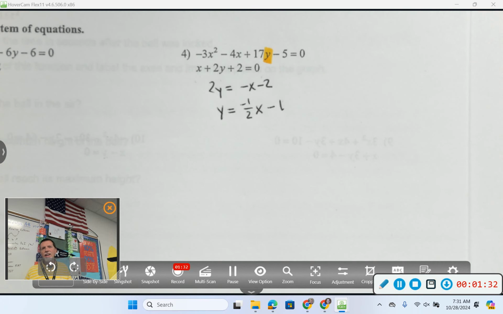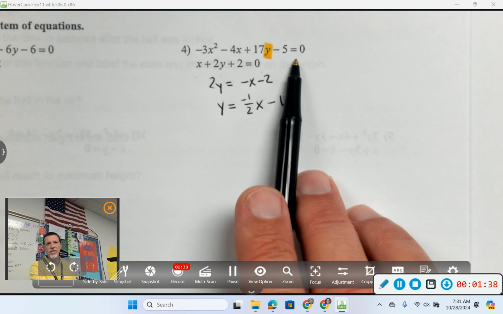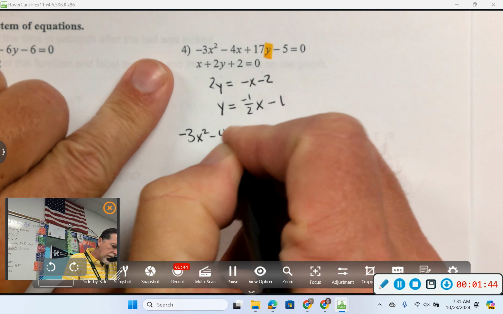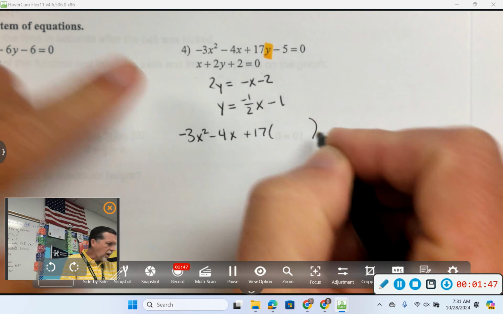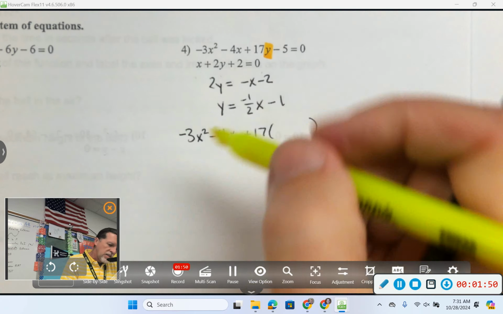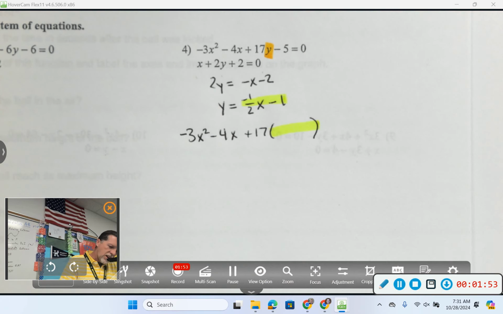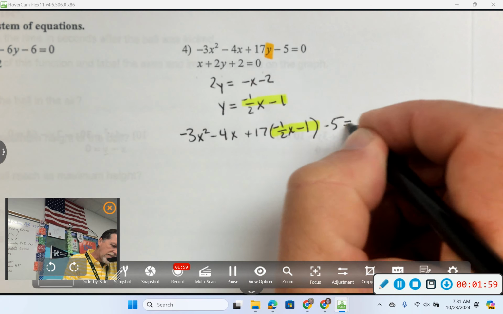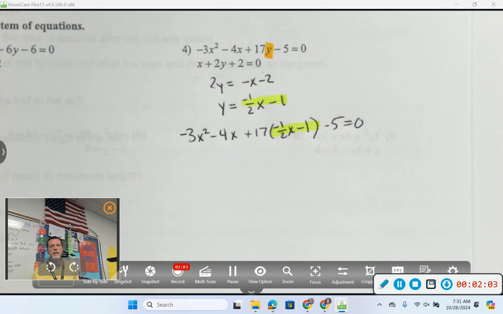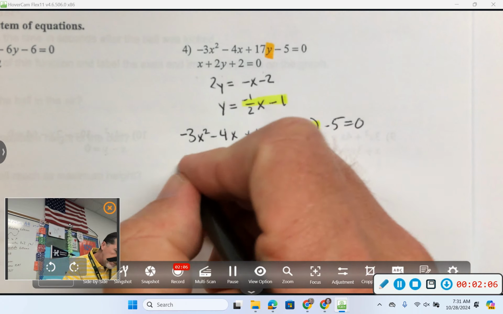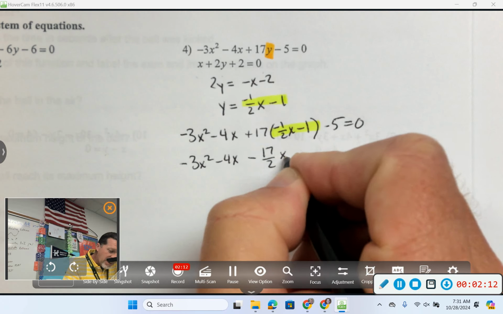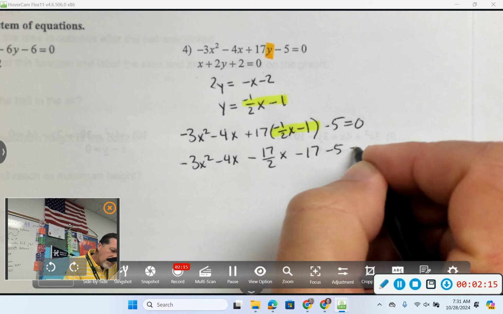Fractions, but that's okay because since it's an equation up here, we'll be able to clear the fraction. So let's plug it in and see what happens. Negative 3x squared minus 4x plus 17 times, here's the yucky part, all of this needs to go in right there. Negative 1/2 x minus 1 minus 5 equals 0. Okay. Negative 3x squared minus 4x minus 17 halves x minus 17 minus 5 equals 0.